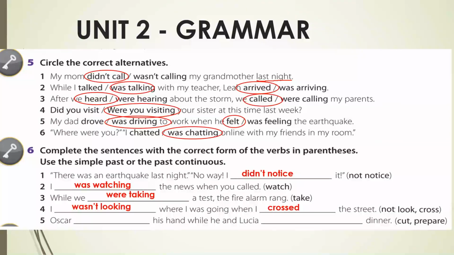And number 5, Oscar his hand while he and Lucia dinner. So Oscar was doing something, or better, Oscar did something with his hand while he and Lucia were doing something. So Oscar cut his hand while they were preparing dinner.